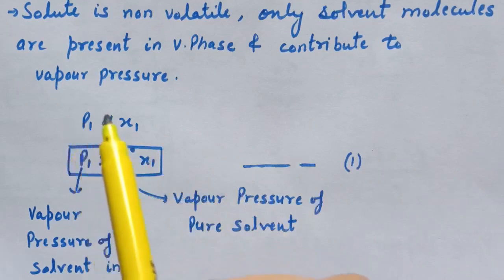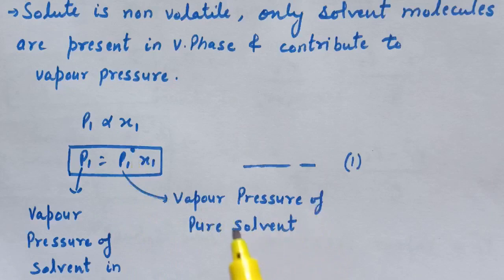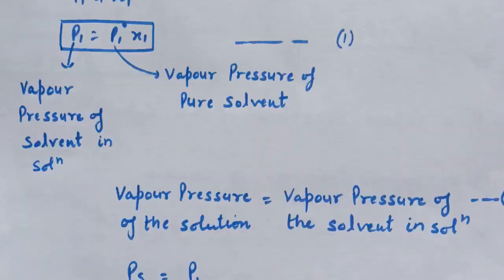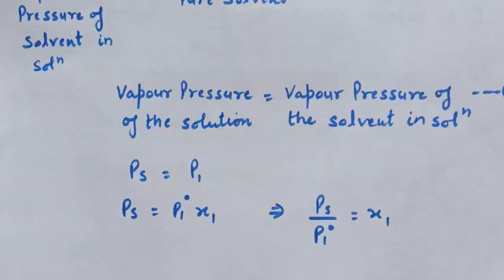So P1 is directly proportional to X1, and when we remove the proportionality sign, a constant is introduced, that is P1 naught, the vapor pressure of pure solvent, and P1 is the vapor pressure of the solvent in solution. Now here the solute is non-volatile and the solvent is volatile, so the vapor pressure of the solution will be equal to the vapor pressure of the solvent in solution, that is Ps equals P1. So from here the expression is Ps, the vapor pressure of the solution, equals P1 naught into X1.